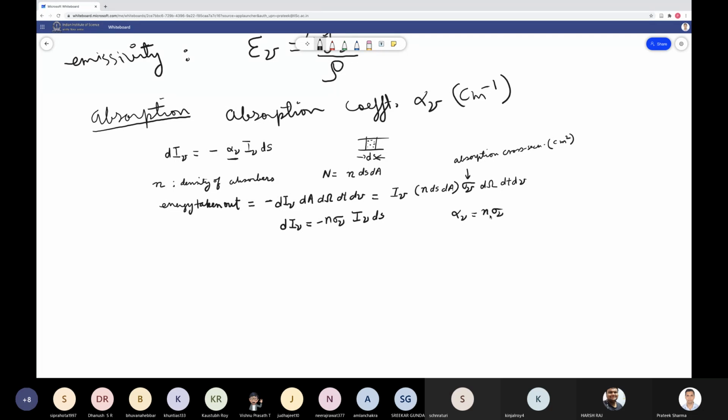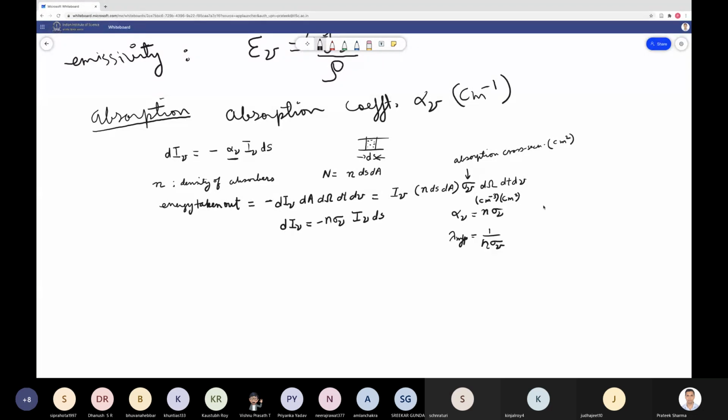Right, n is the number density of absorbers, so it's per centimeter cube, and sigma is cross section, which is centimeter square. So alpha nu is per centimeter. This is how much energy is absorbed per unit length along the beam. So alpha nu also has an interpretation in terms of the mean free path. We know that the mean free path is equal to 1 by n sigma, where sigma is a cross section.